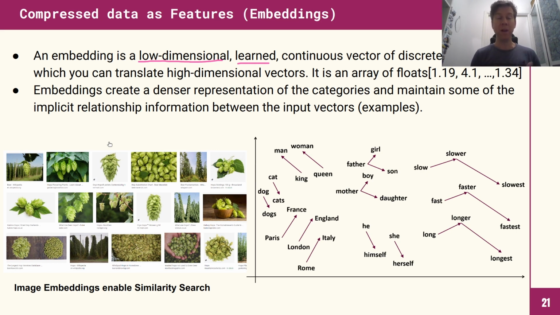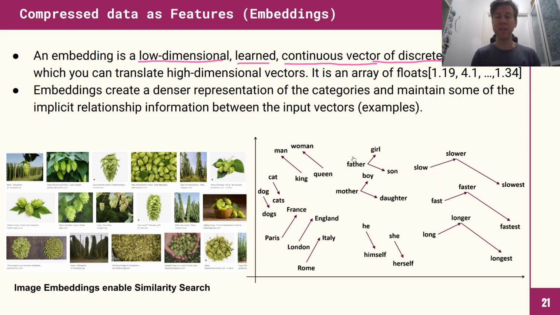With this embedding model, we can take the image and convert it into this low dimensional continuous vector. And remember, a vector is just a list of numerical values. That's what our embedding is. It's going to take the high dimensional data and use a learned model to compress it into this array of floats. And then we can do things like similarity search, but you can also do more with embeddings.